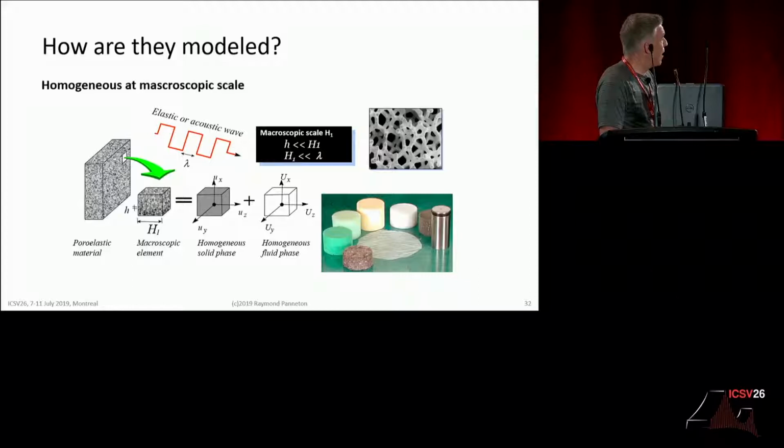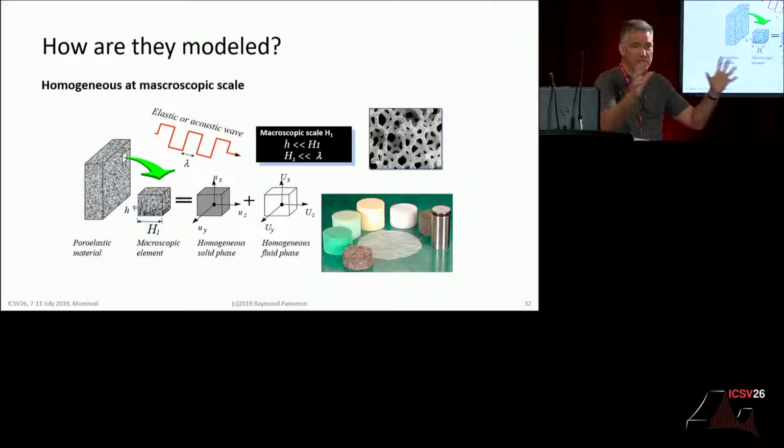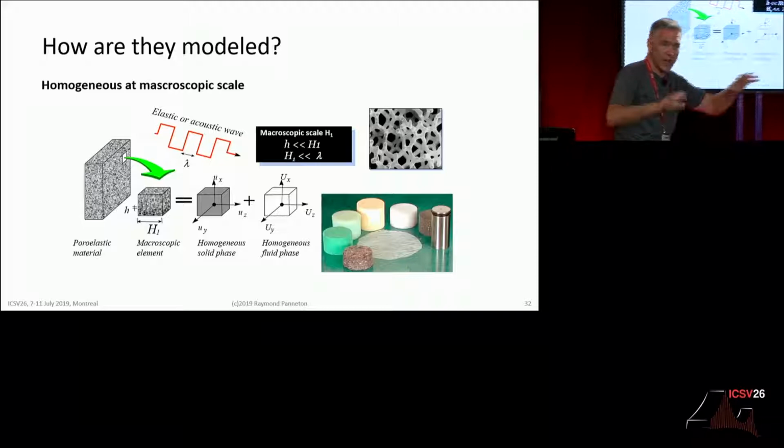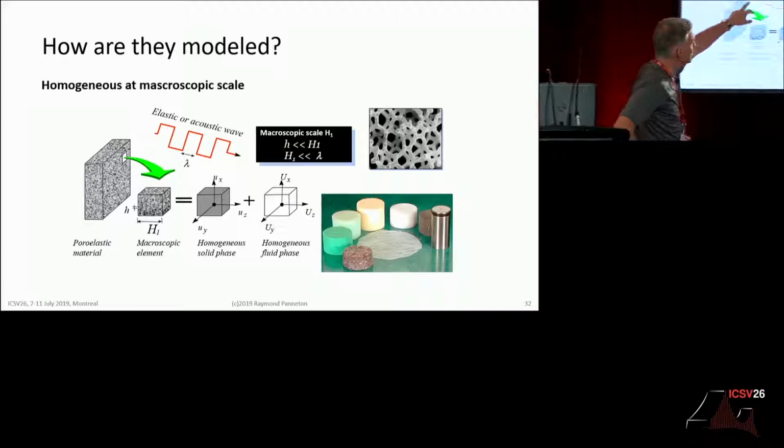And now, how are they modeled? Of course, we want to optimize them, so we now have to know how we can model them. If we look at the macroscopic scale, when you take a foam, usually to the human eye, you will see something quite homogeneous, even if at the low scale, it's not homogeneous. At the scale of observation by eye, we see it's homogeneous. And it is also homogeneous in terms of wavelengths.